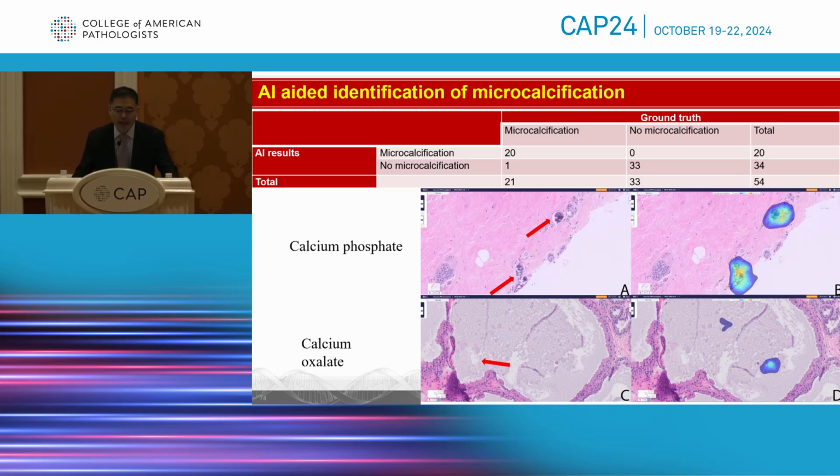So I believe the AI algorithm was trained on data which probably did not contain this kind of calcification. So they probably need to optimize their algorithm, using data containing this kind of calcification, in order to identify this.